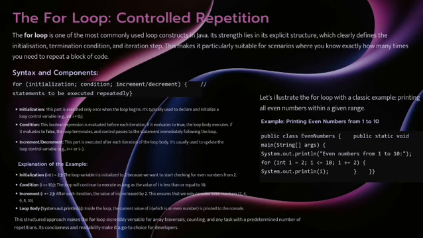It's typically used to declare and initialize a loop control variable. Condition is the Boolean expression evaluated before each iteration. If it evaluates to true, the loop body executes. If it evaluates to false, the loop terminates, and control passes to the statement immediately following the loop. Here is an example of for loop for printing the even numbers within a given range. This structured approach makes the for loop incredibly versatile for array traversals, counting, and any task with a predetermined number of repetitions. Its conciseness and readability make it a go-to choice for developers.